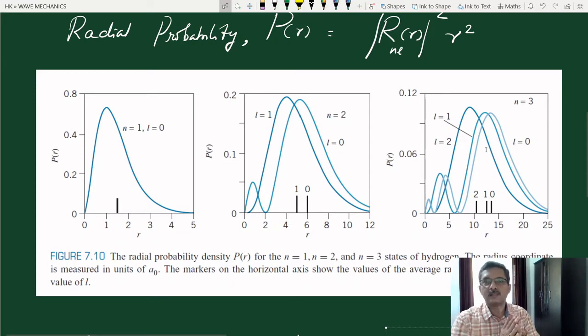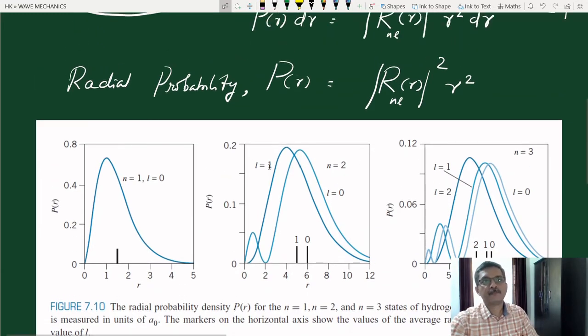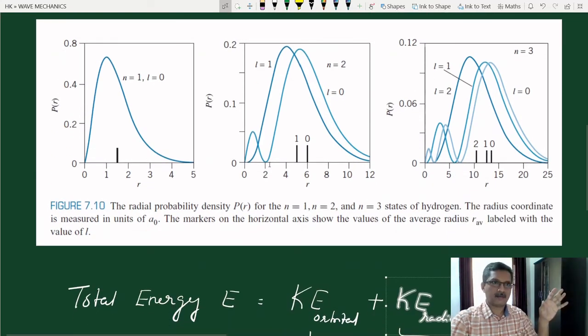So what is the conclusion? For a given n, as l increases, the antinodes decrease. The l equal to 0 state has maximum antinodes, then the l equal to 1 state has a lower number of antinodes, so as l increases, it decreases. And always the highest value of l, for n equal to 1, there is only one l value, l equal to 0. For n equal to 2, the highest value of l is 1. For n equal to 3, the highest value of l is 2. The highest value of l will have only one antinode.